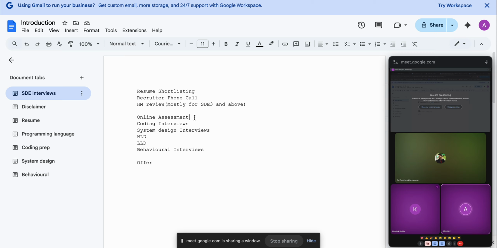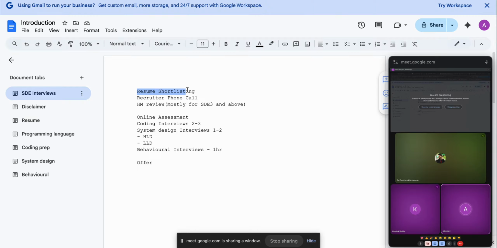Then comes the online assessment and coding interviews. Coding interviews can happen anywhere between two to three rounds. And then system design can happen for 1 to 2 rounds, out of which one can be LLD and another can be HLD. And then finally you have behavioral interviews. This happens for 1 hour, and then finally the offer discussion, right? So, resume shortlisting. I'll explain a quick overview in terms of what is expected in each of these rounds, right?